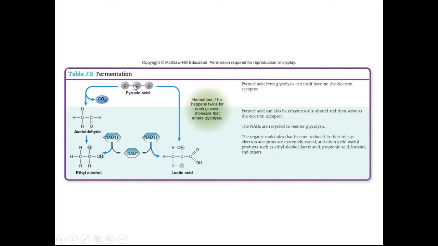Since we take one glucose molecule and turn it into two pyruvic acids, this fermentative pathway is going to happen twice per glucose molecule that enters into glycolysis. So for human beings that are on the fermentative pathway, one glucose will get turned into 2 lactic acids. If we look at a yeast cell that's on a fermentative pathway, that one glucose will get turned into 2 ethanol molecules, or 2 ethyl alcohols.